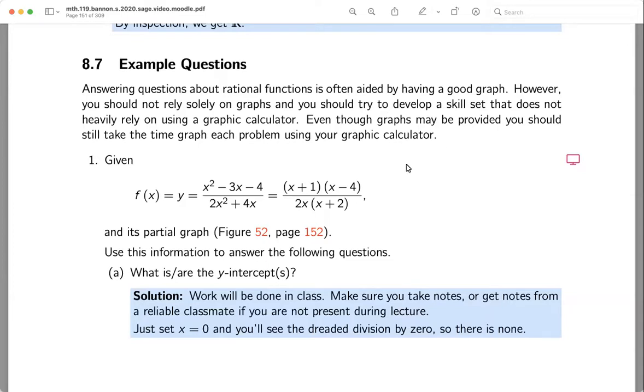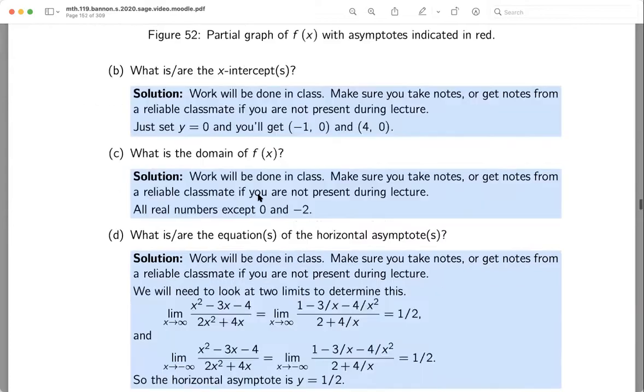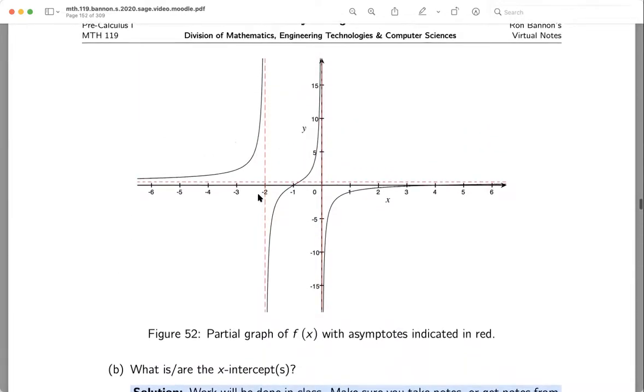So just to give you the structure again, we'll go through these examples over here. I do provide graphs for you. When you're looking at this, if you click on these red links, they'll bring you directly to the graph. But it also says it's figure 52 on page 152. So let me click on that and show you. That's figure 52, and it's on page 152.